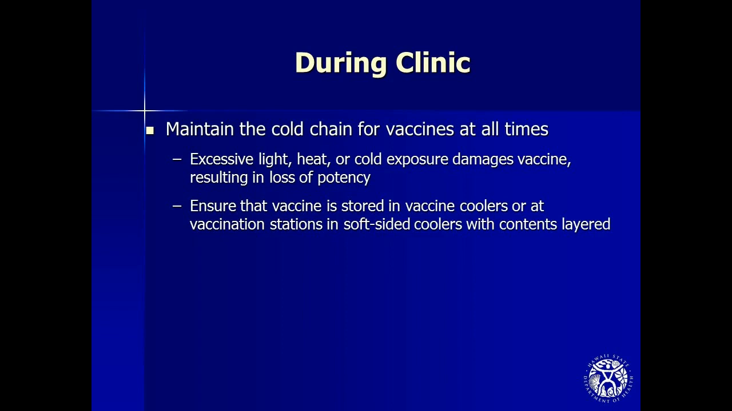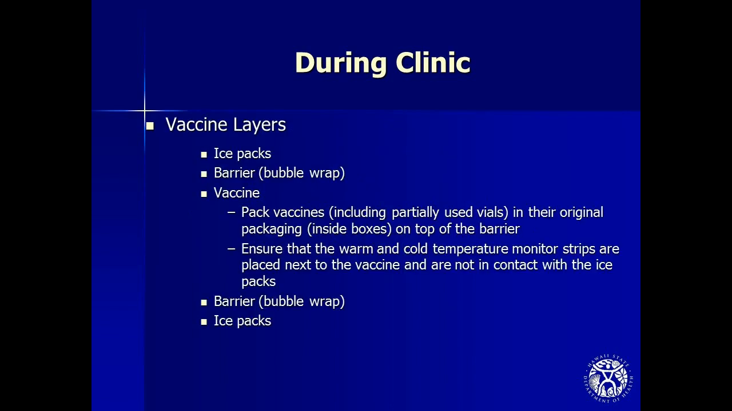Excessive light, heat, or cold exposure damages vaccine, resulting in loss of potency. Ensure that vaccine is stored in vaccine coolers or at the vaccination stations in soft-sided coolers with contents layered. The vaccine must always be packed in layers for insulation and to keep the appropriate temperature. This is true of the large holding coolers and also of the soft-sided tabletop coolers. The layers are as follows: ice packs, also referred to as gel packs, on the bottom, then a barrier such as bubble wrap, then the vaccine, more barrier, and then another layer of ice packs.